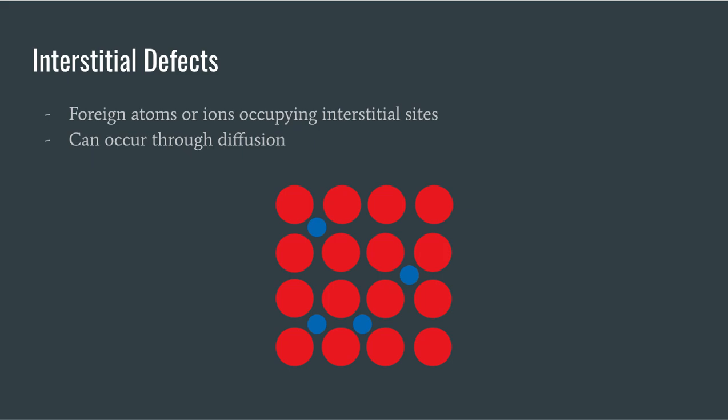Next, we've got interstitial defects, which are basically when foreign atoms or ions are occupying interstitial sites, usually in between where the normal crystalline lattice atoms would occur. And one of the main ways they can occur is through diffusion.